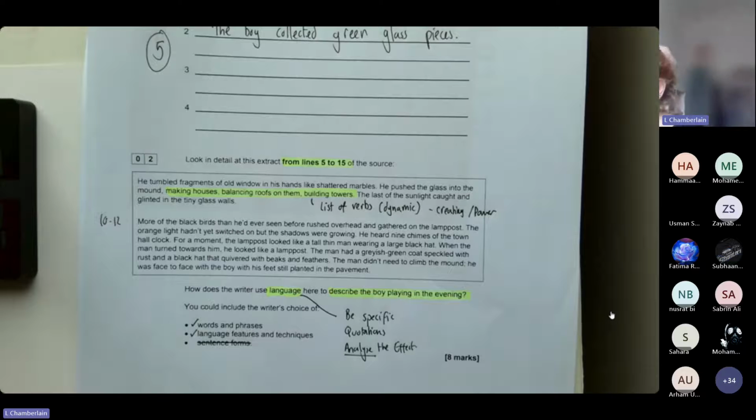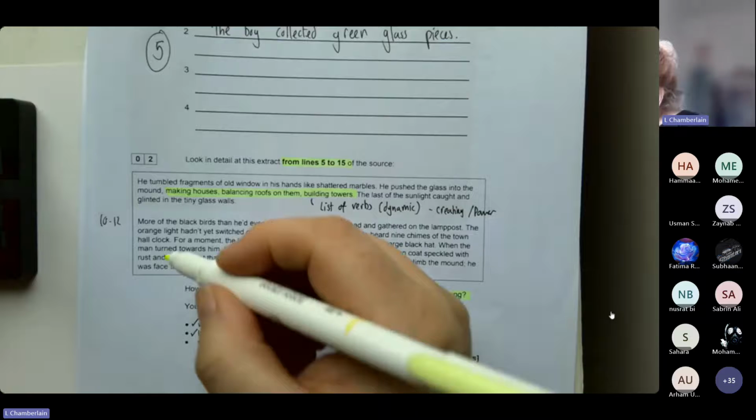The last of the sunlight caught and glinted in the tiny glass walls. More of the blackbirds than he'd ever seen before rushed overhead and gathered on a lamppost. The orange light hadn't switched on, but the shadows were growing. He heard 9 chimes of the town hall clock. For a moment, the lamppost looked like a tall, thin man wearing a large black hat.